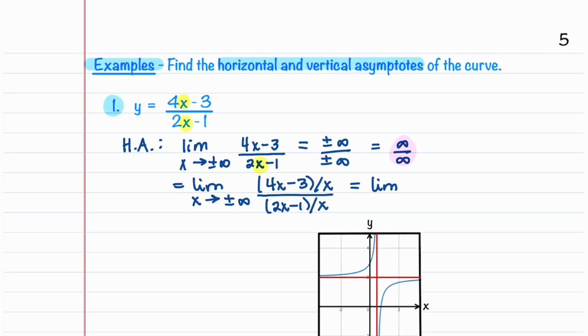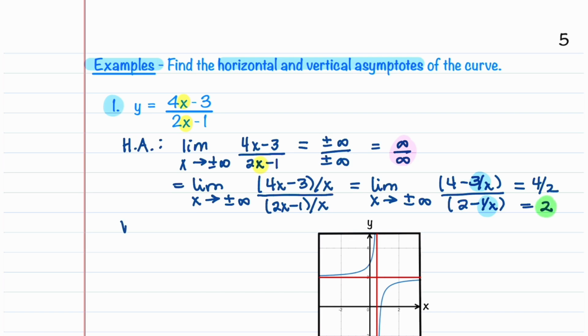This is just the limit as x goes to plus or minus infinity. 4x divided by x is just 4, so we have a 4 minus 3 divided by x. And in the denominator, we have a 2 minus 1 divided by x. 3 divided by x and 1 divided by x are going to go to 0 as x goes to plus or minus infinity. So we just have 4 divided by 2, which gives us a limit value equal to 2. And our asymptote is y is equal to 2.